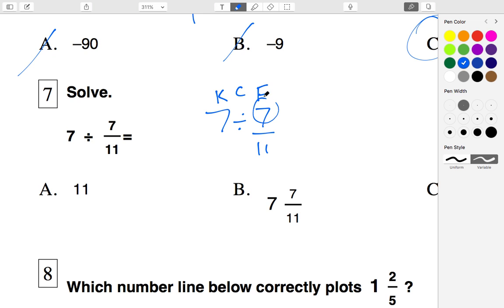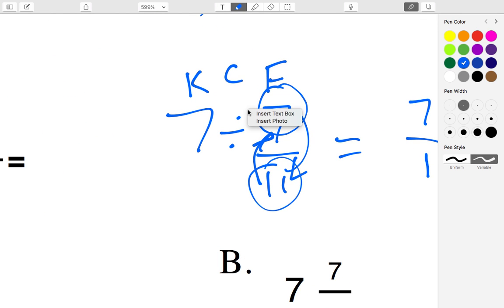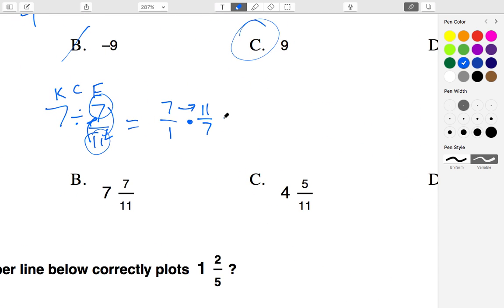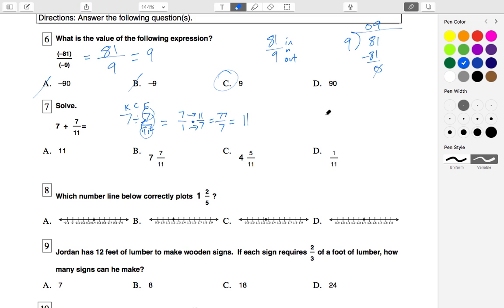So we're going to take this 7, bring it down, take this 11, put it up. So this becomes 7 over what? 7 over 1. And then change this to multiplication, 11 over 7. We good so far? Yeah. When do you use keep change flip? When you divide. When do you use keep change change? Okay, very good. What is 7 times 11? What is 1 times 7? 7 goes into 77 how many times? 11. Which one is your answer? A.